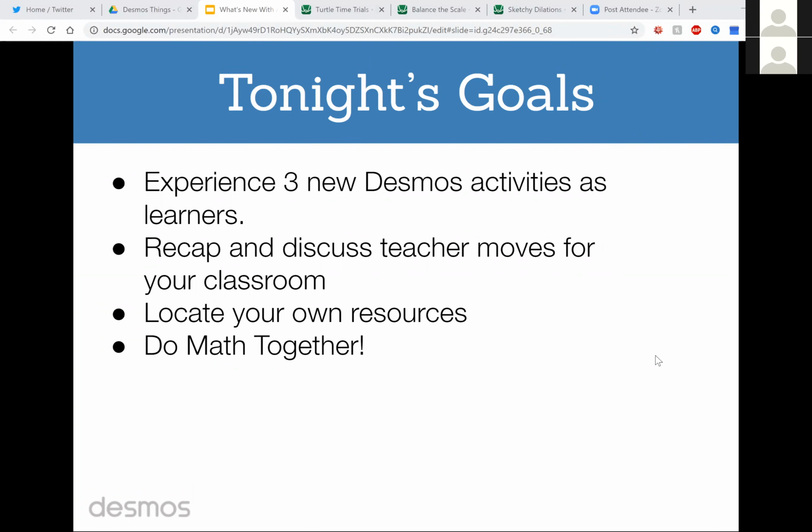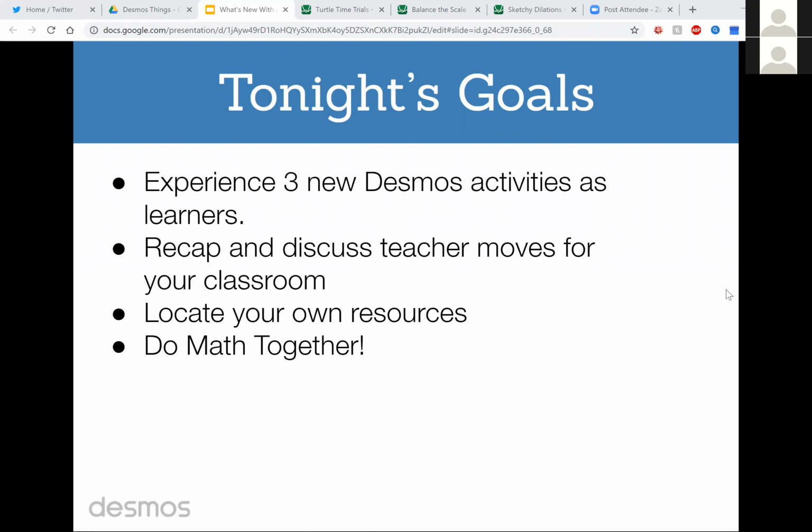So tonight's goals, you're going to experience hopefully 3 new Desmos activities as learners, but I got my trusty phone here to see how much time that takes. We're going to recap and discuss the teacher moves. I am going to treat you like I would treat my classroom. I'm going to do different techniques of how we manage the activity. I'm going to show you where you can locate these great resources, but more than anything else, we are going to be math teachers doing math together virtually in our pajamas, and we're going to see how that goes.